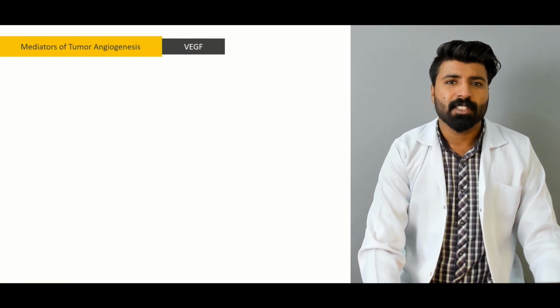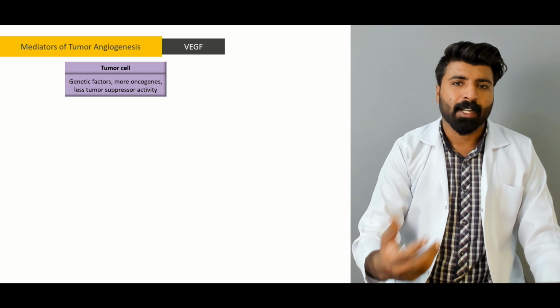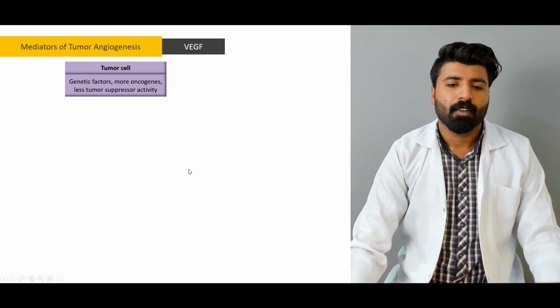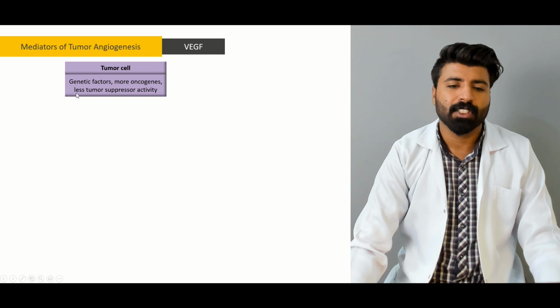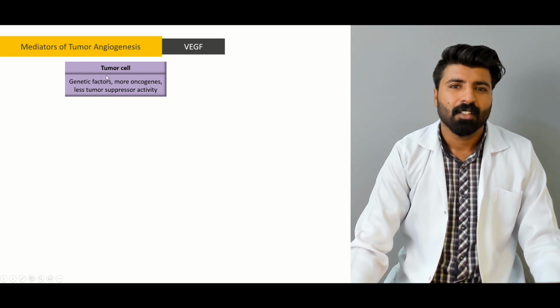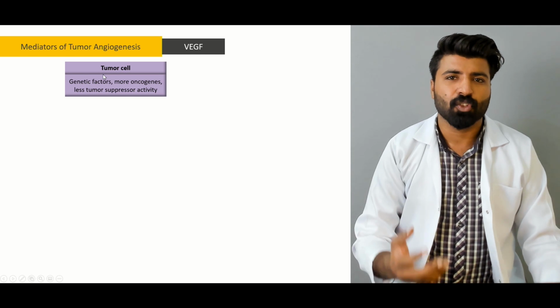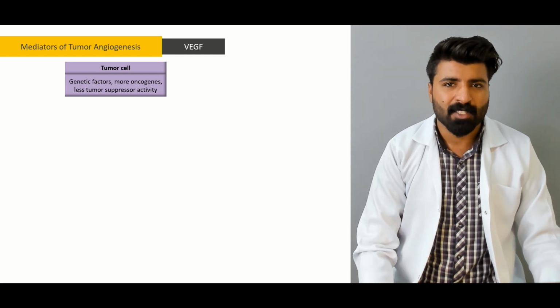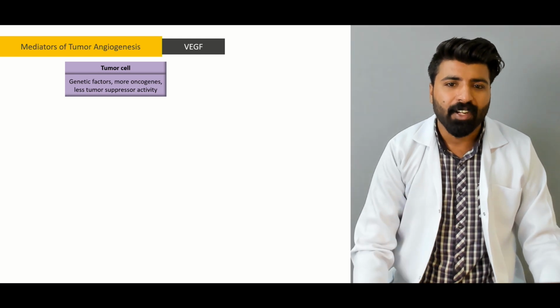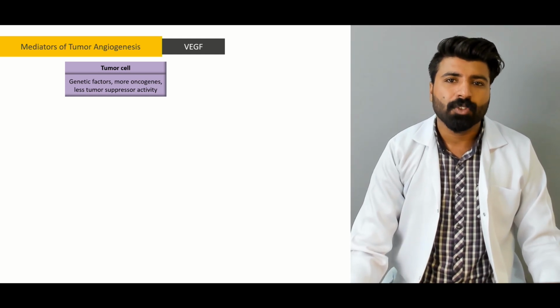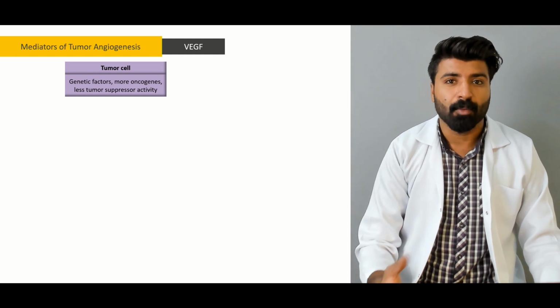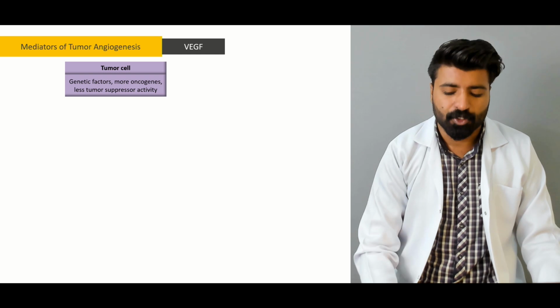Mediators of tumor angiogenesis, which is called VEGF. What is the mechanism of it? Let me tell you that tumor cells, for example, have genetic factors which have more oncogenes, less tumor suppressive activity. What does that mean? These genetic factors are there in the tumor cells, there are more oncogenes but less tumor suppressive activity because the tumor cells are not acting in that way, and they have more oncogenes. More oncogenes mean more unregulated proliferation of the cell.